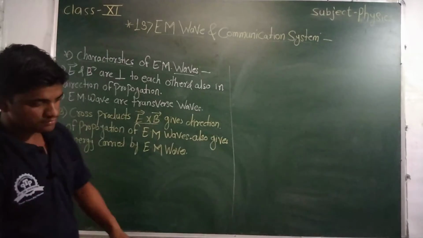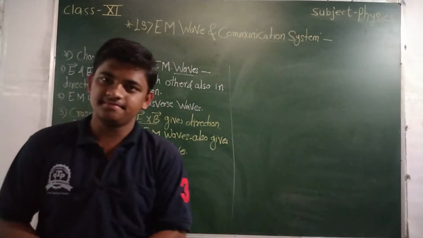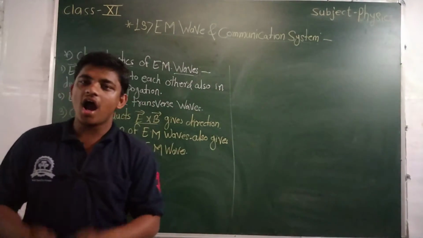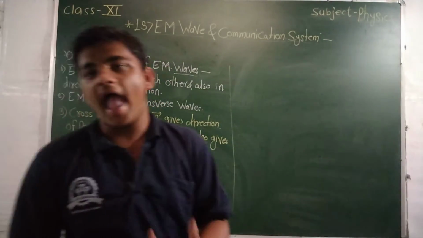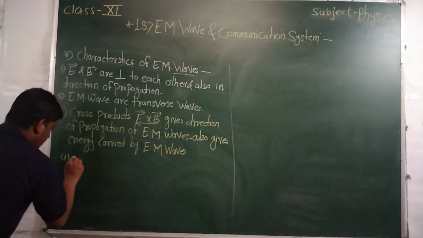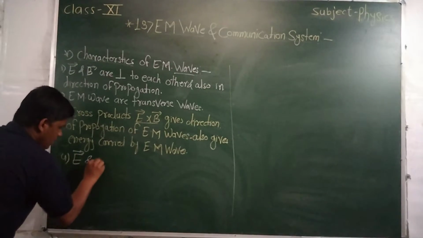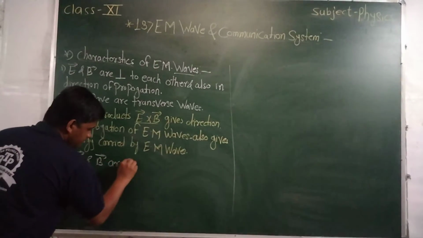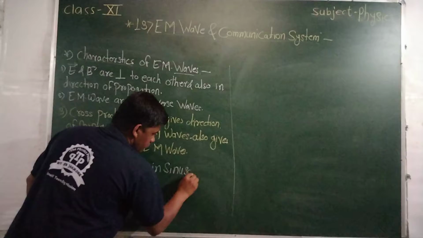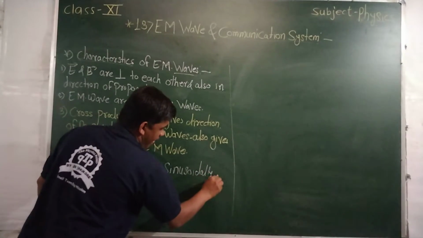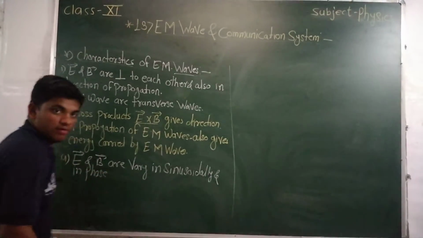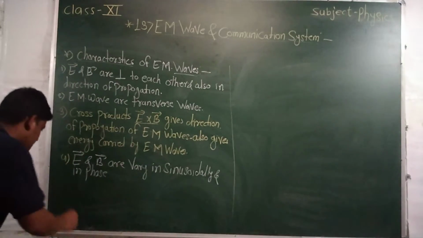Number 4. This was also discussed in the previous lectures. In electromagnetic waves, the electric field and magnetic field, E bar and B bar, vary sinusoidally and in the same phase.